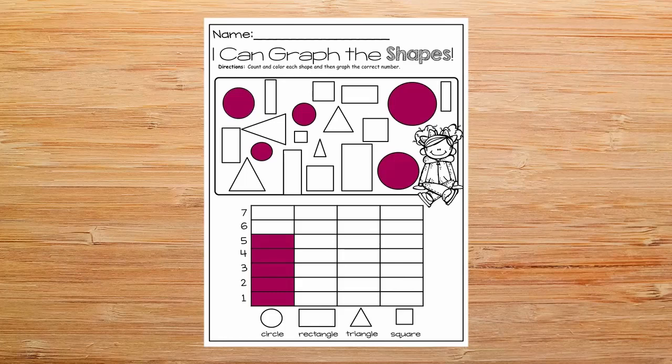Let's look at the next shape we're going to be looking for. It is a rectangle. Let's find all the rectangles above. Let's count them together. 1, 2, 3, 4, 5, 6. And color in 6 blocks above the rectangle. Double check my work for me. And you can do the rest of the worksheet by yourself.